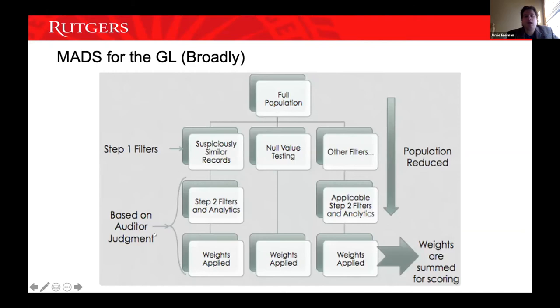Okay. This is sort of a visual for how it would look broadly. So you have the full population, you have all these different filters. For each filter, when you apply it, you reduce the population. Some filters require a step two because the subpopulation has certain interesting features, or you want to divide the subpopulation further. And then based on that, you apply weights, and eventually you sum those weights all up for scoring.